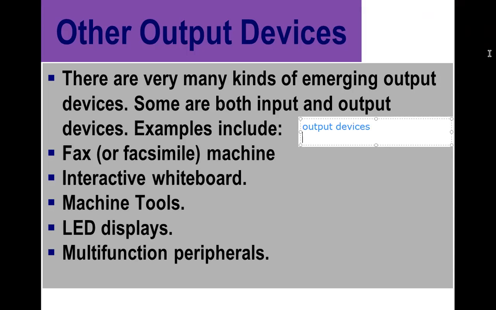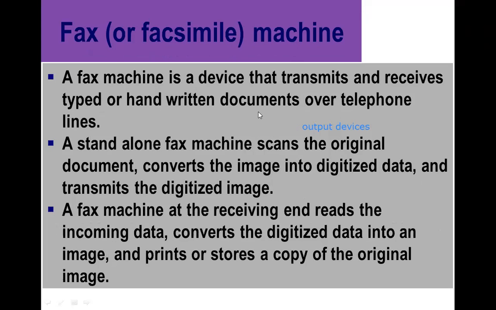We have the LED or the light emitting diodes, displays, multifunction peripherals, like where we have a 3-in-1 printer. It is a photocopier, a scanner, a printer, so it performs all the three. That's why we call it a multifunction machine.